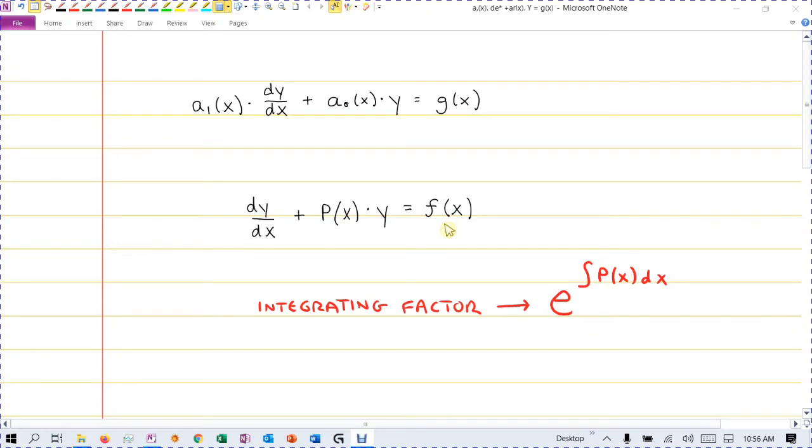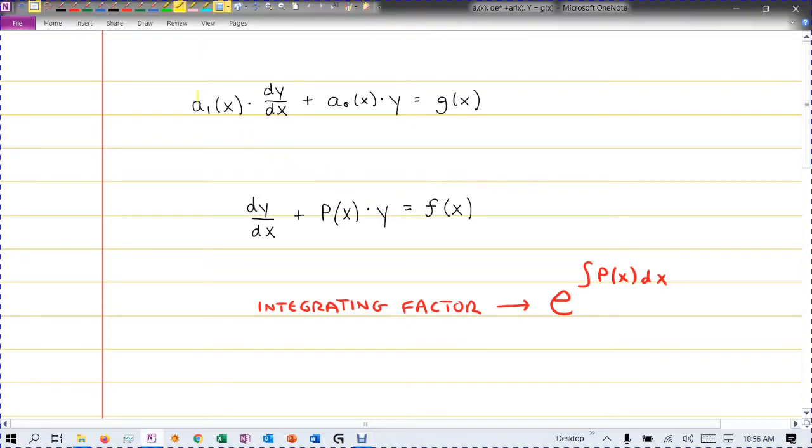Okay, going to be working on the solutions here for the section 2.5 linear equations. What we want when we're dealing with a linear differential equation is something of this format, where we have some function of x times dy/dx plus some other function of x times y, and then equals g, which is some other function of x.